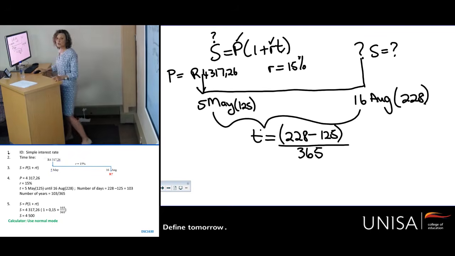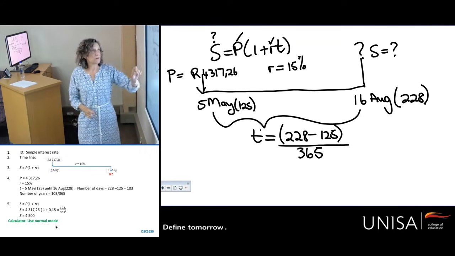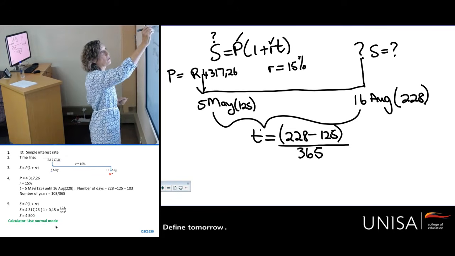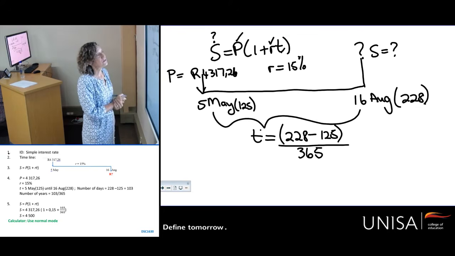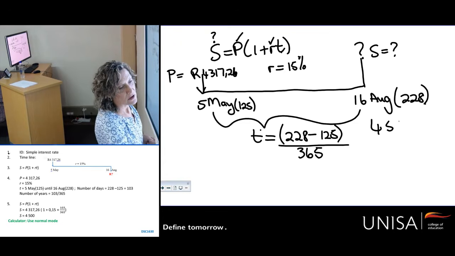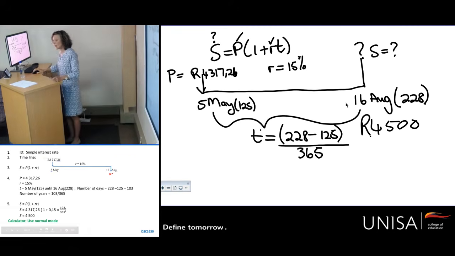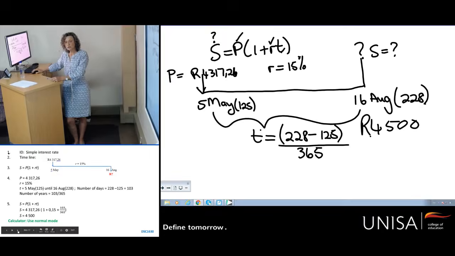Right, now if we substitute that back into our formula, we will then get an answer of 4,500. We use our normal mode of our calculator, so we've invested 4,317 and 26 cents. What did we get out? 4,500 rand. Can you see again, I'm working with my cake recipe. I ID it, I draw my timeline, write my formula, substitute my values, and at the end, use my calculator to get to an answer.